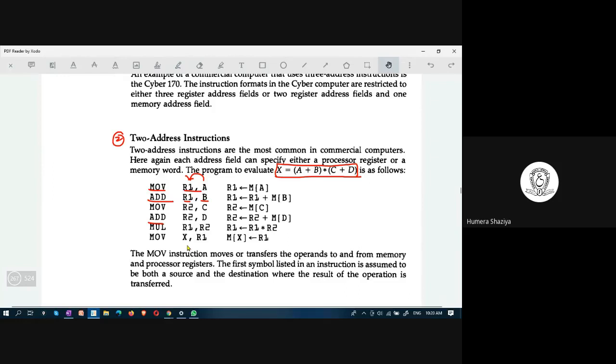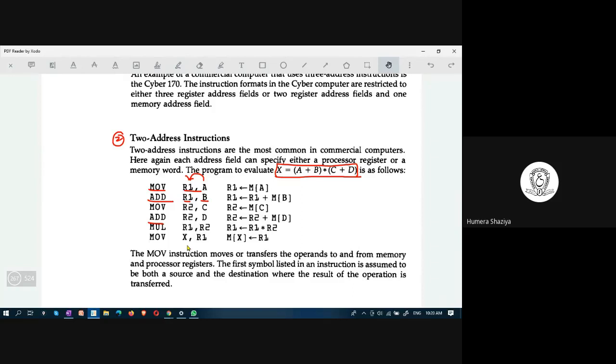Finally, you are performing multiplication on the contents of R1 and R2 and storing that product into memory X, denoted by X. It is like M of X. X is the address. This is two address instructions.